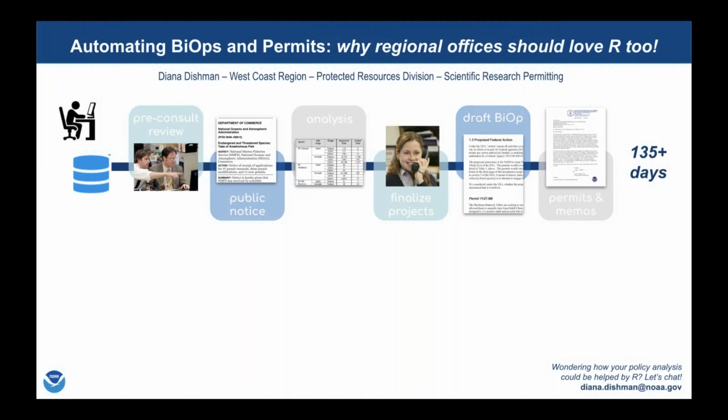So here I'm showing a timeline of a typical consultation process. This example is for Endangered Species Act or ESA Section 7 consultations we do for scientific research permits, although the process is very similar for many types of actions. And in our traditional ESA consultation practice, a biologist would receive information about a proposed action, in this case through an application database, review that information to figure out what's needed for compliance.